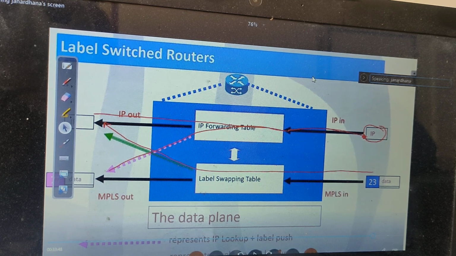The label has come with 23, and you have removed it and added 77. It is a swapping. So you have all the operations: push operation, swap operation. Whatever we have discussed is incorporated in the same router, the same picture. So that is the thing. Is it clear?